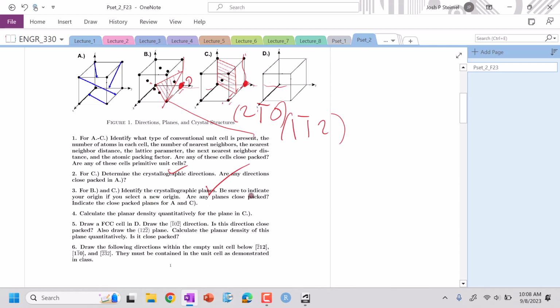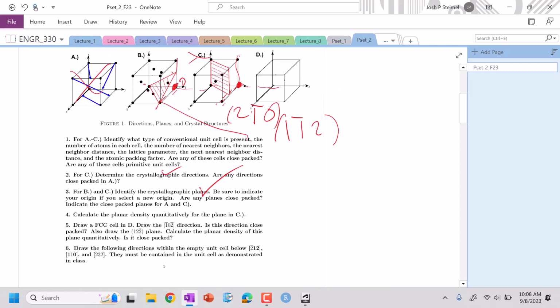Are any planes close packed? Nope. Indicate the close packed planes for A and C. A, there are no close packed planes. C, there are no close packed planes because we're not a close packed structure. All right. Calculate the planar density quantitatively for the plane in C.